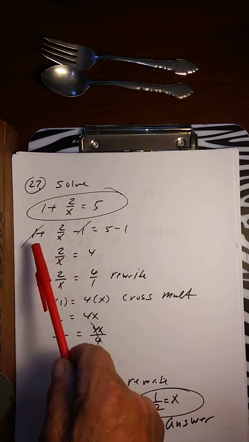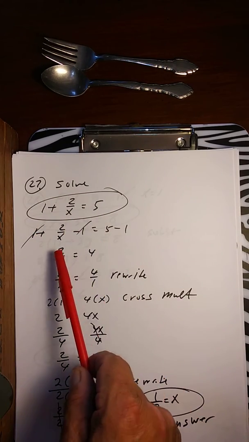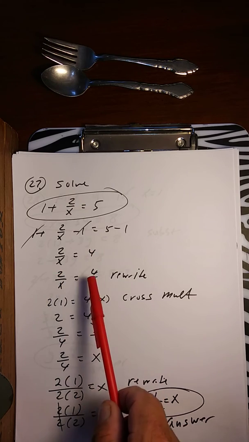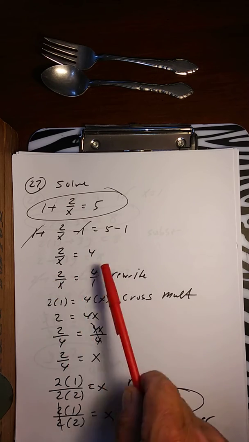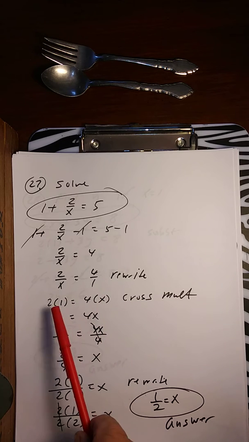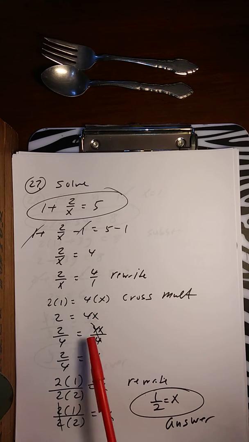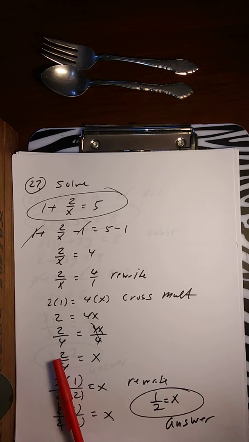Solve this. First we're going to subtract 1 from both sides. Minus 1, 2 over x equals 4, 2 over x equals 4 over 1, cross multiply again, 1 times that, x times 4, 2 equals 4x, divided by 4, 2 over 4 equals x. So to simplify this, that's 2 times 1, 2 times 2, and the 2's cancel, so we have 1 over 2. So 1 over 2 equals x, or 1/2.